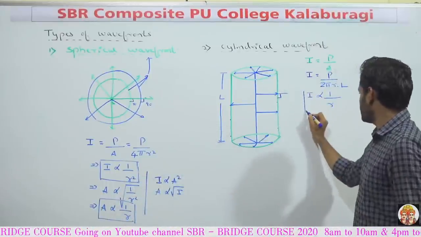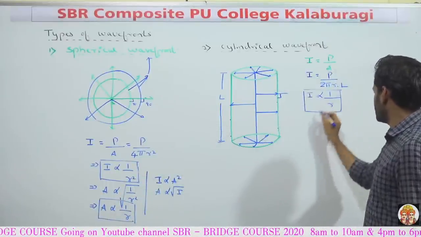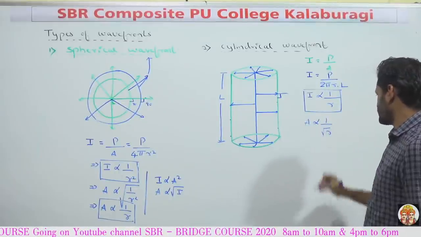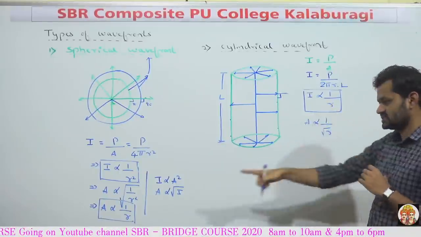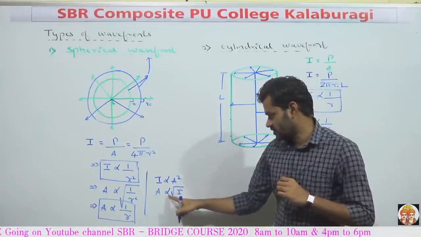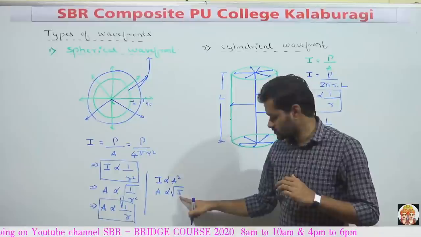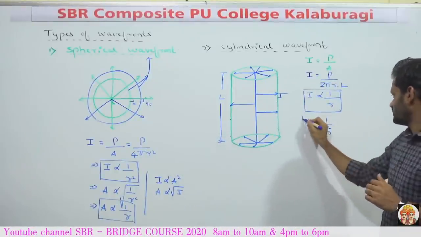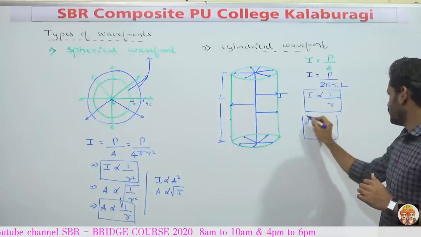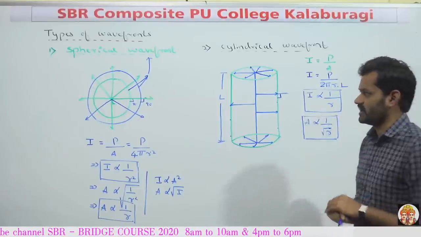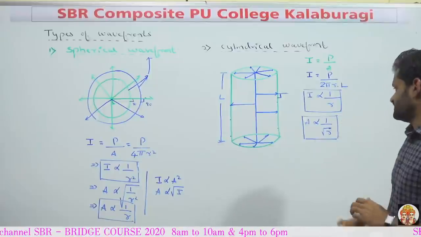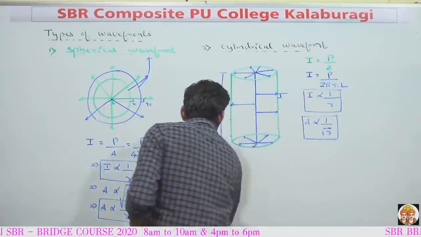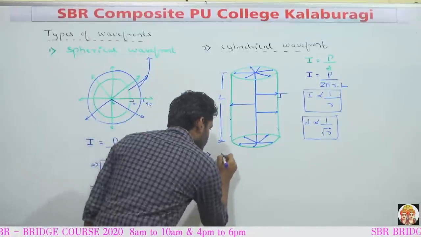Now, what about amplitude? How does amplitude vary over here? Amplitude is directly proportional to the square root of intensity, so we have to take the square root of intensity. Taking the square root, you will get amplitude proportional to 1 upon square root of r. This is about the cylindrical wave. Next one, third one, plane wave.